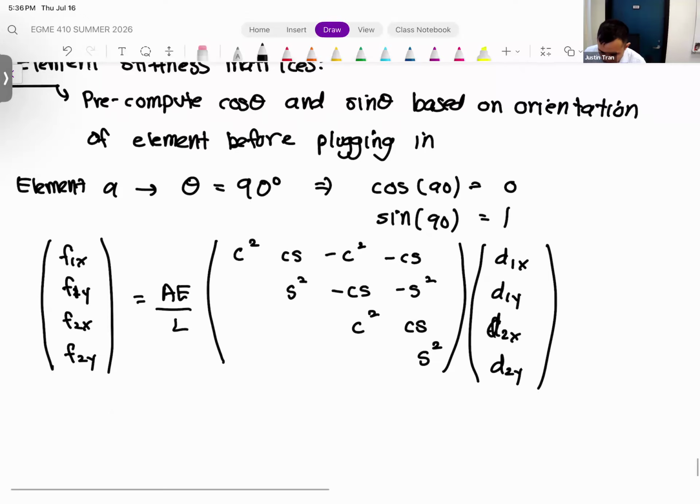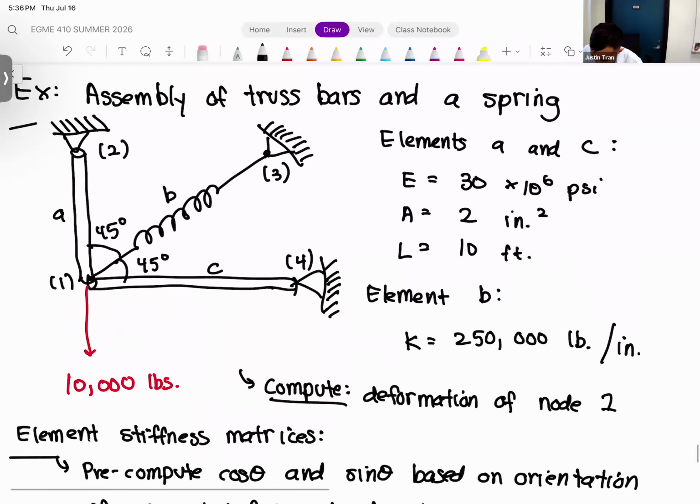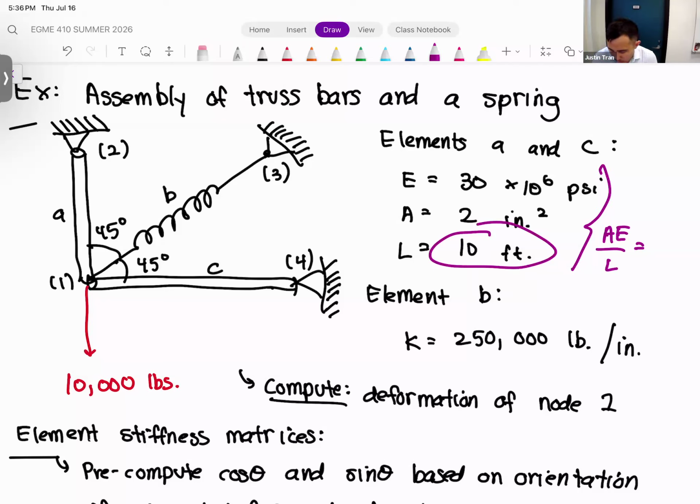Let's also compute AE over L as well. And actually both trusses are the same, so we can just pre-compute that up here, right? Okay, so AE divided by L, we have 30 times 10 to the 6 times 2 divided by 10, okay? Now be careful, okay? This length here is given to us in feet, but everything else here is in inches. Our area is in inches squared. Our Young's modulus is pound per inch squared. So that means we need our length to be in inches as well. Okay, and so we plug that in, we get 5 times 10 to the 5th.